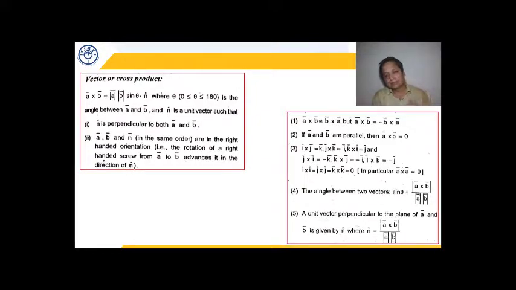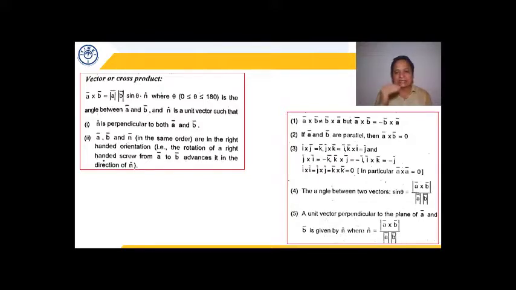Third, I cross J is K, J cross K is equal to I, K cross I is equal to J, as long as we don't change the cyclic order from IJK. Now if we change the cyclic order, J cross I is minus K, K cross J is minus I, I cross K is minus J. And if we apply a cross product to I itself, I cross I, J cross J, K cross K, they are 0.